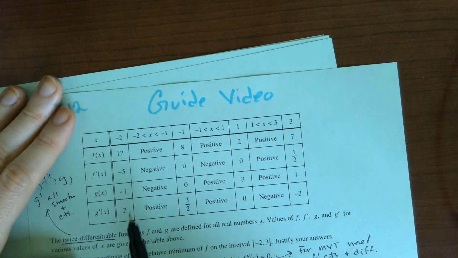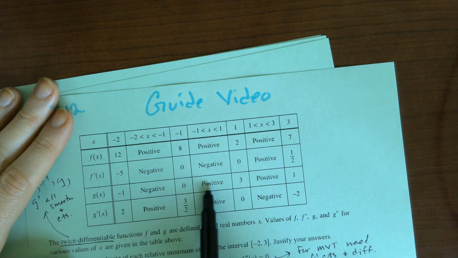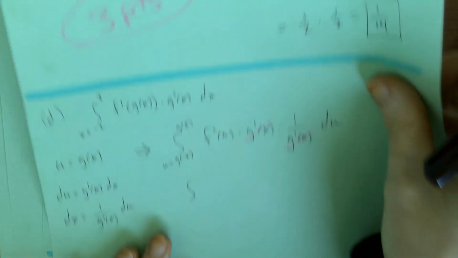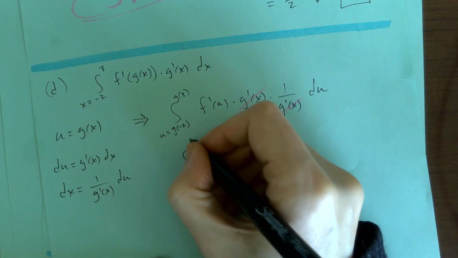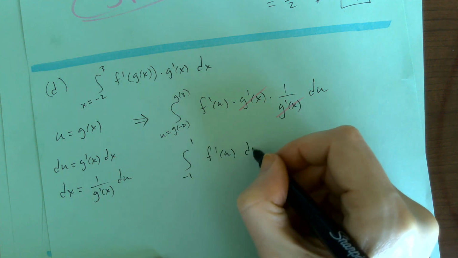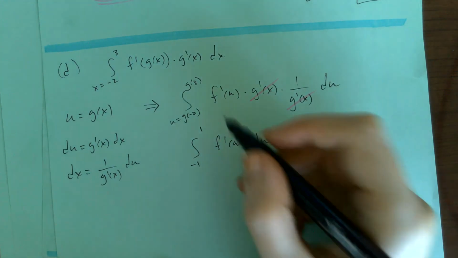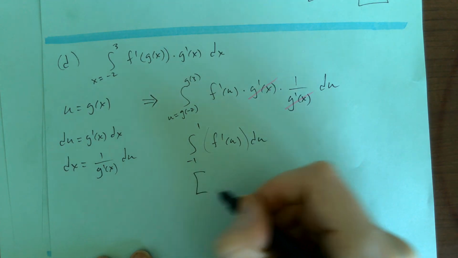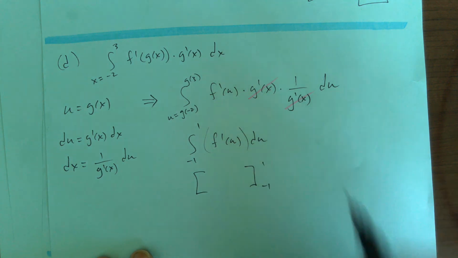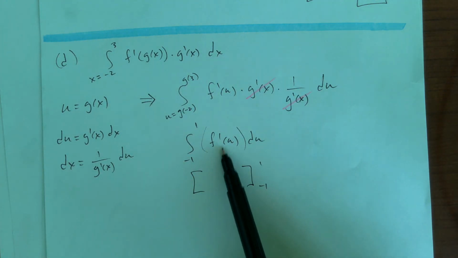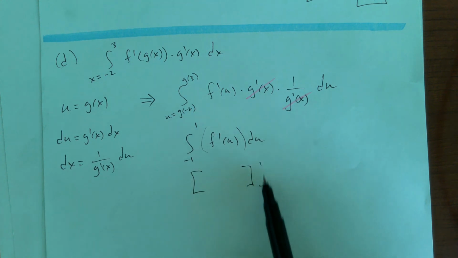So g of -2 is -1 and g of 3 is 1. So this is going to be the integral from -1 to 1 of f prime of u du. And I often use parentheses like that. Now we need to do the fundamental theorem of calculus, which tells you to take the antiderivative of this and put it in the brackets, and then you plug in the endpoints with subtraction between them.